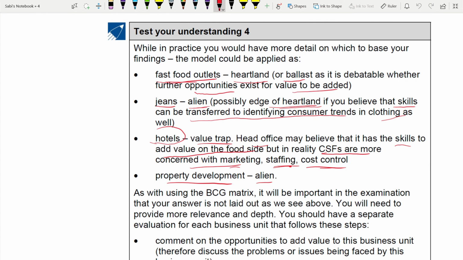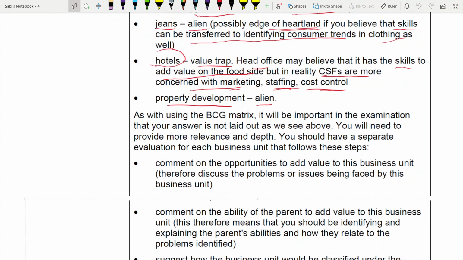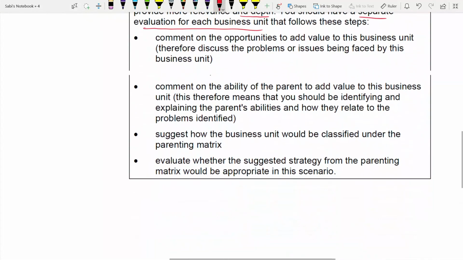Hotel. Okay. But answering this much, like how you answered for the BCG matrix, that orange juice was a cash cow and the pomegranate juice was a problem child, is not enough. It has to be in relevance and depth. The answer which we just went through is not in depth. So you have to have a separate evaluation for each business unit, for all these four, separate evaluation. Okay. The answer is not given to you, but they have told you what you need to comment on.